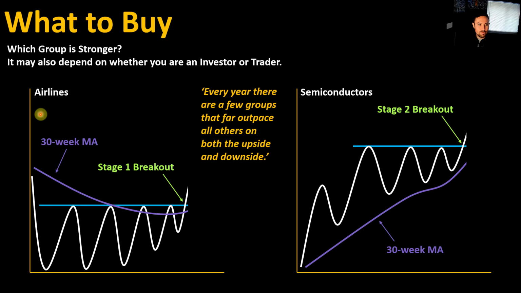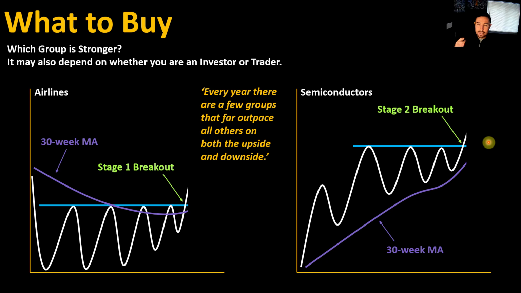So if we look here, we've got airlines on the left and we've got semiconductors on the right. Which is leading? Which is stronger? Well, it's semiconductors, isn't it? Why? Because airlines are coming out of this stage 1 into stage 2 very early, whereas semiconductors are already in a confirmed uptrend. They're above the 30-week, rising nicely. It's built a nice base here, building higher lows, tightening up, stage 2 breakout here.